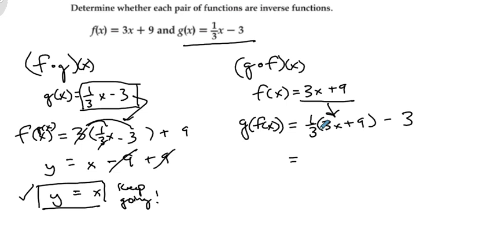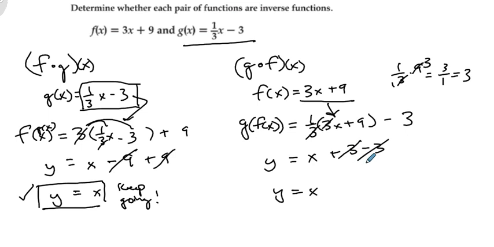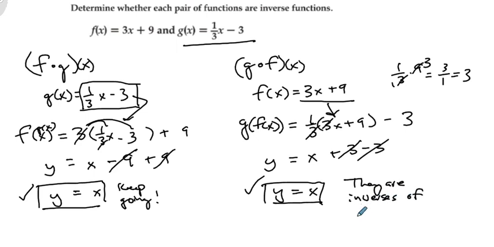Now 1/3 times 3 gives you 1 again, just like it did over here, so these cancel. And then 1/3 times 9: 3 goes into 9 three times, and 3 goes into itself once, so you get 3 over 1, which is 3. So you get plus 3 minus 3. We change this into our new y, and then y equals x because your 3's cancel. So we got it both ways, and we would say they are inverses of each other. And that's the technique. That's how we're going to do this.